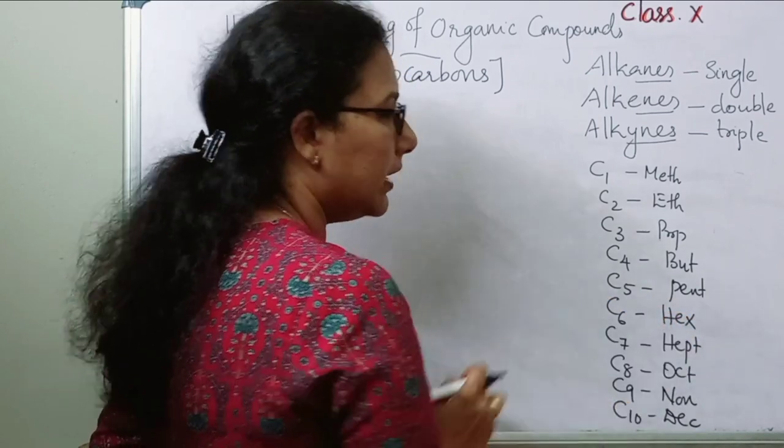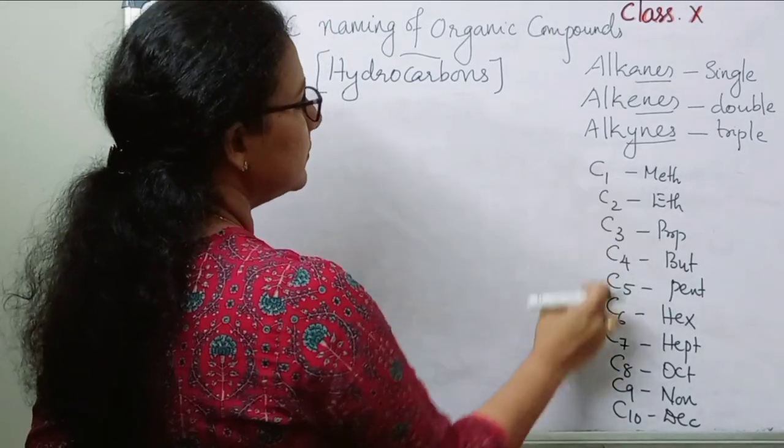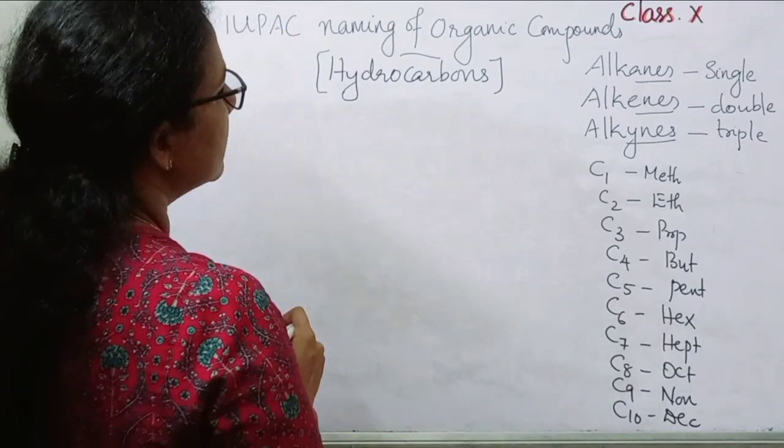So up to 10 carbon atoms is what we need to know in class 10. So by knowing all these things, we can name the compounds easily.